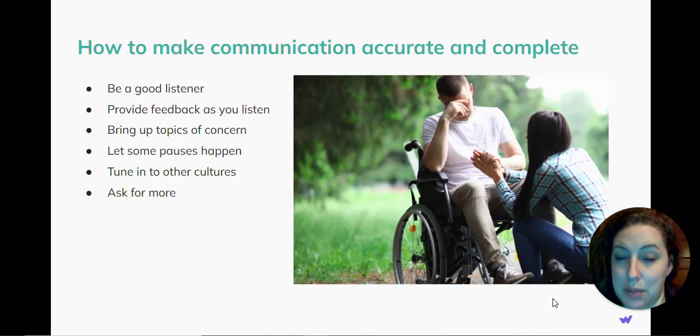If you want to make your communication more accurate and complete, try being a good listener. Provide feedback as you listen. Bring up topics of concern. Allow pauses to happen. Don't try to fill every empty space with sound. Tune into other cultures and ask for more.